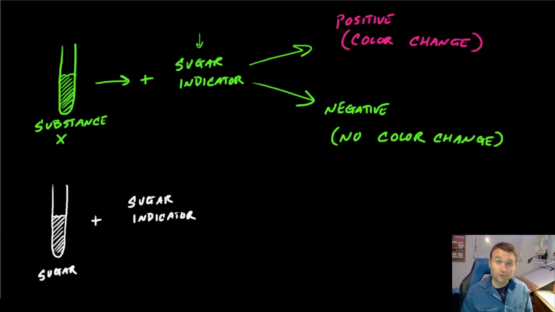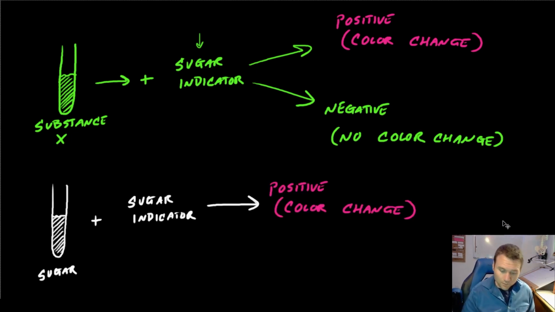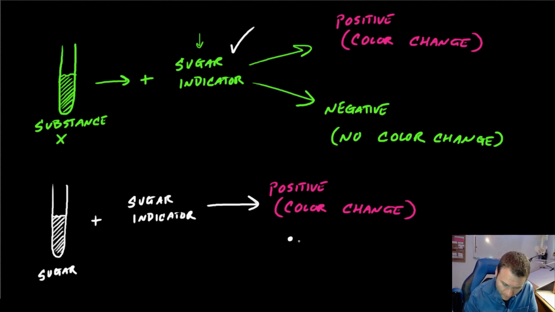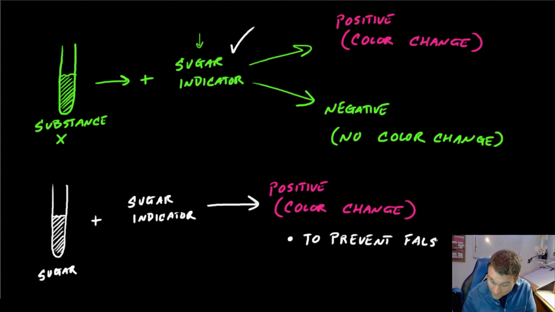Maybe you said glucose or sucrose or fructose or something like that, but just any kind of sugar because I'm keeping it vague. So if we take sugar, which will be our positive control, we expect to see a color change. So, why do we do this? If the sugar indicator molecule changes color in the presence of sugar, we know that it works. We know that it actually does the thing that it purports to do. It does successfully change color in the presence of sugar. So positive controls are there to prevent false negatives.